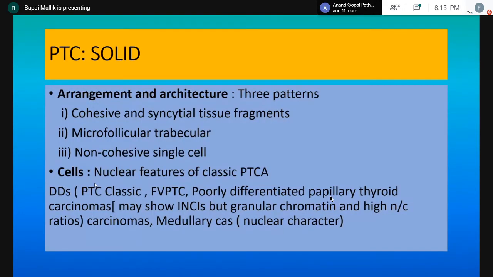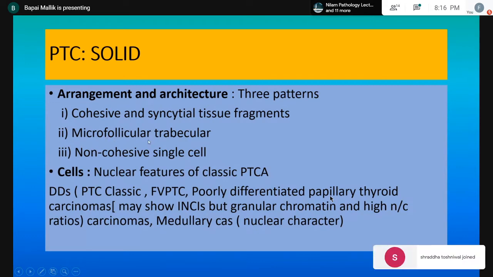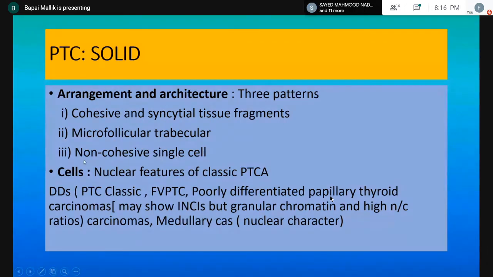Next, papillary thyroid carcinoma, the solid variant. We are moving through papillary thyroid carcinoma. Now a few more variants are left before we move into other tumors. As far as the arrangement and architecture are concerned, there are three patterns. This is very important, this is the one which defines it: cohesive and syncytial tissue fragments. You can have a microfollicular with trabecular pattern. You can sometimes have a non-cohesive single cell pattern. The nuclear features are those of classic PTC.